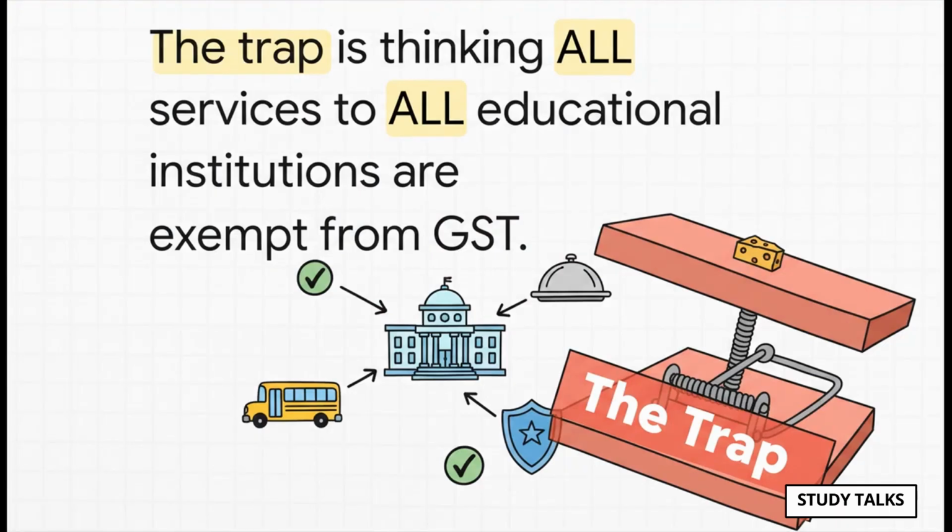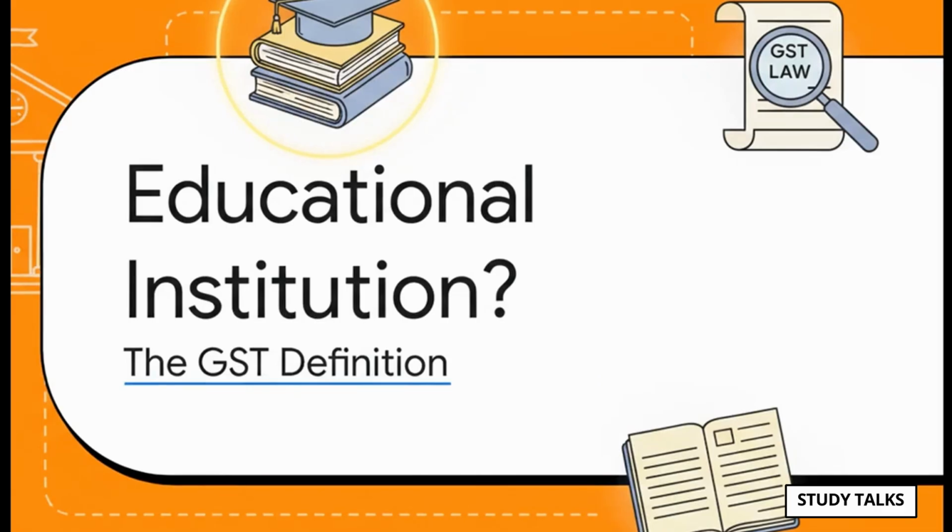Here it is. This is the number one misconception. Students have this tendency to think, oh, it's an educational institution, so any service provided to it must be exempt from GST. And let me tell you, the ICAI knows this and absolutely loves to test this oversimplification. It's a trap you've just got to learn to spot. So how do we avoid the trap? Well, we have to go right back to the beginning. We need to ask, what does the GST law actually mean when it says educational institution? Because the definition is probably a lot more specific than you think.